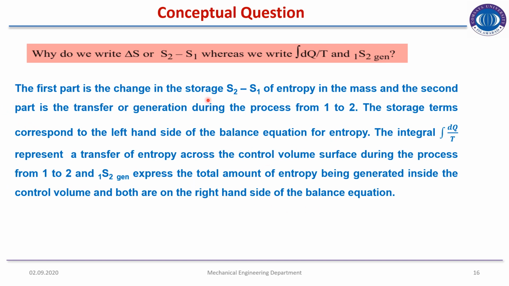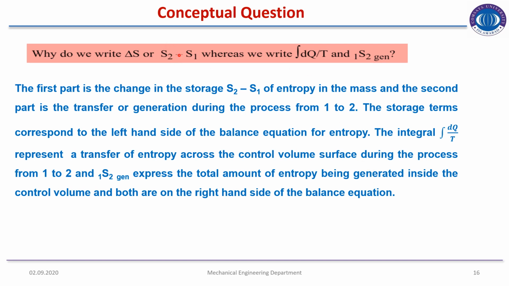The first part is the change in the storage, S2 minus S1, of entropy in the mass, and the second part is the transfer or generation during the process from 1 to 2, because that is the entropy transfer due to heat, and that is the entropy generation due to irreversibility. The storage term corresponds to the left hand side of the balance equation. For entropy, the integration dQ by T represents a transfer of entropy across the control volume surface during the process from 1 to 2, and S1 to 2 generation expresses the total amount of entropy being generated inside the control volume, and both are on the right hand side of the balance equation.